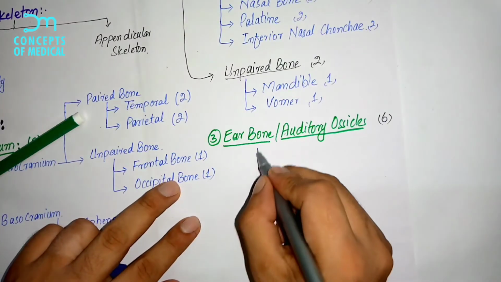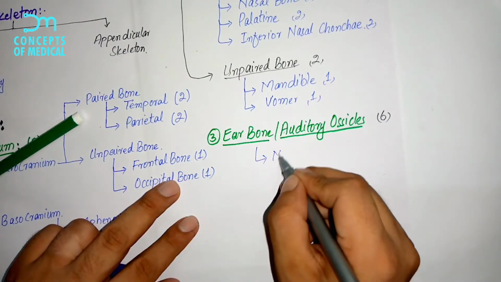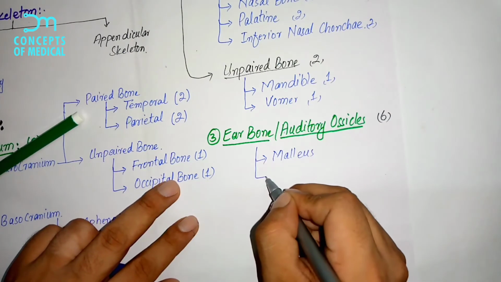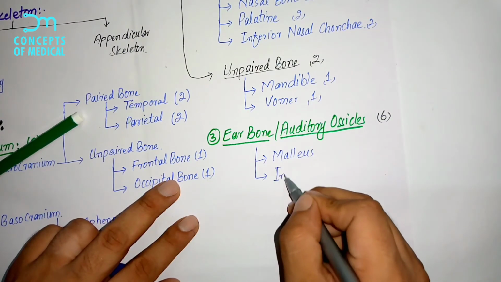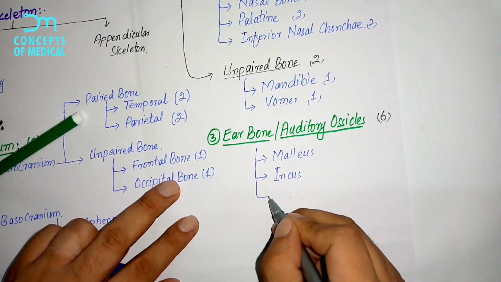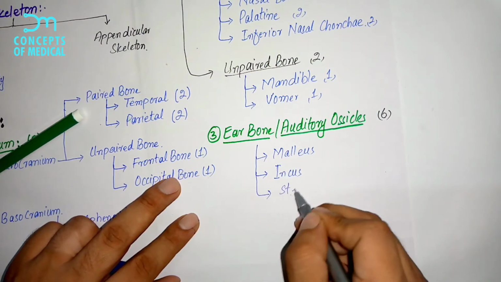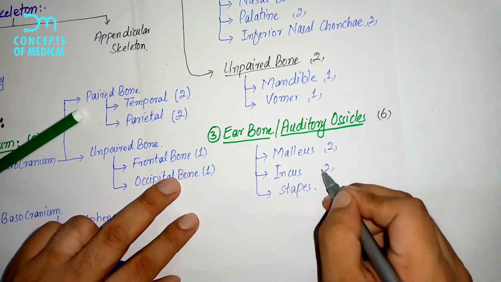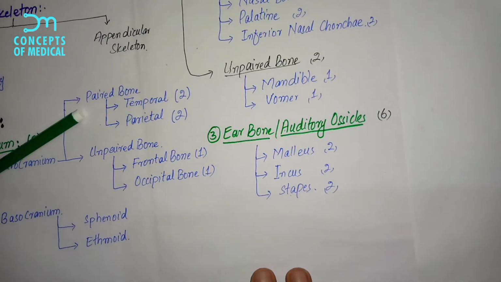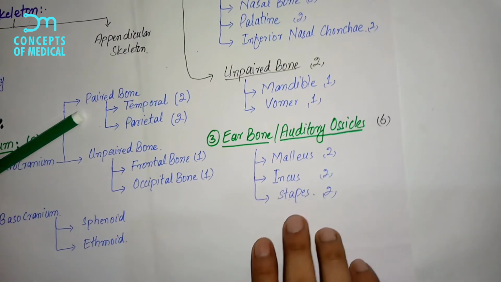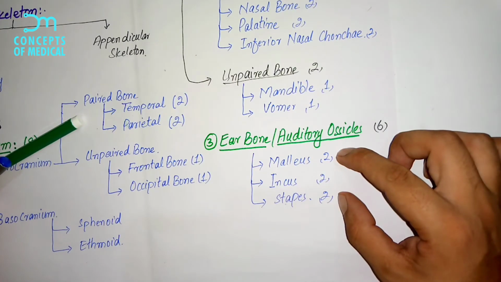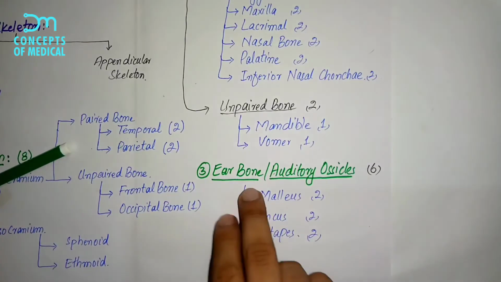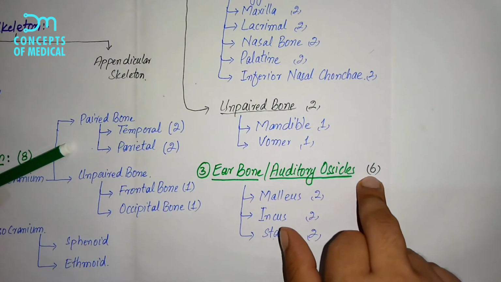So the first bone here we have is the malleus, second is incus, and the third one is stapes. So these are actually 2 in number, right? So how many bones do we study here? Here we study only 3 bones, and 2 in each ear. So collectively ear auditory ossicles are actually 6 in number, right?